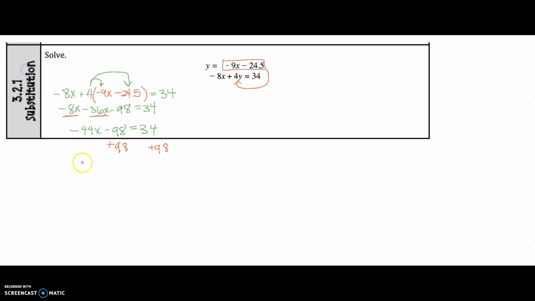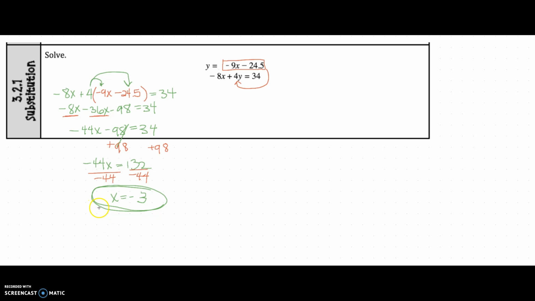So I get negative 44x equals 34 plus 98 is 132. And then my last step, I would just want to divide by negative 44, to get x equals negative 3. So there is part of my answer.